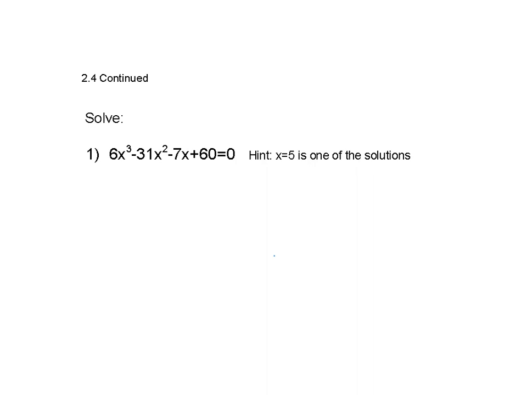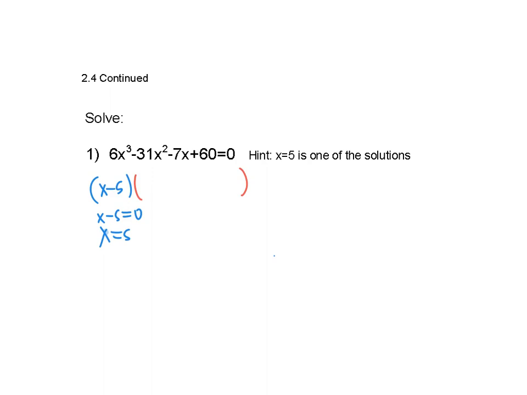Well, let's think about a different thing. If we know x equals 5 is one of the solutions, then probably we came from a factor of x minus 5 equals 0. So x minus 5 is a factor of that original polynomial. That means x minus 5 times something else is going to be 6x cubed minus 31x squared minus 7x plus 60. Our goal is to find what is in those red parentheses. Because once we know what's in those red parentheses, I can solve the rest of the problem.